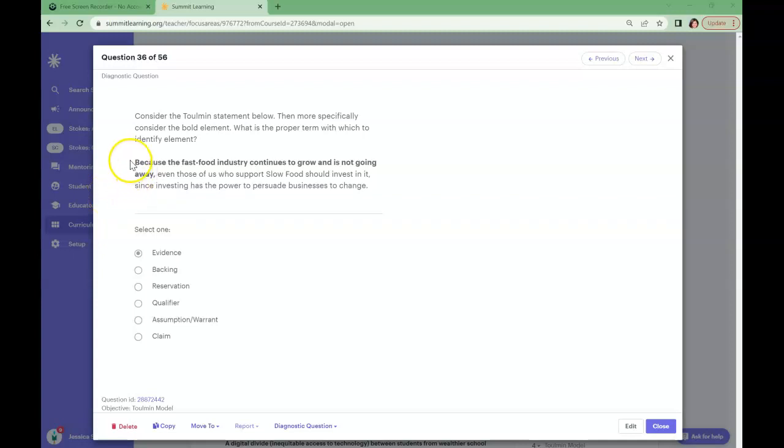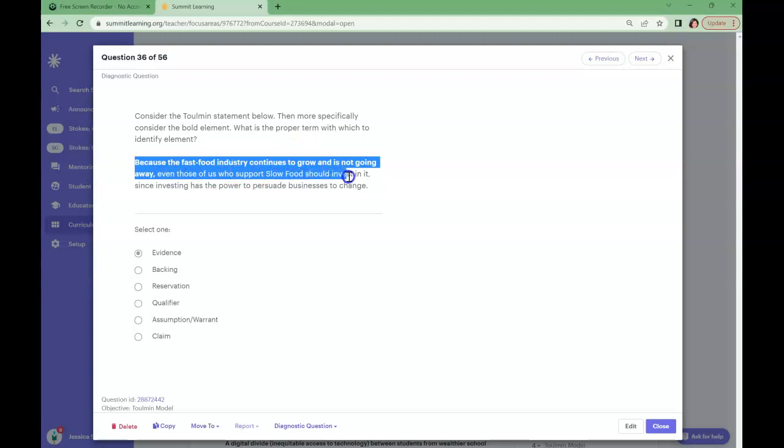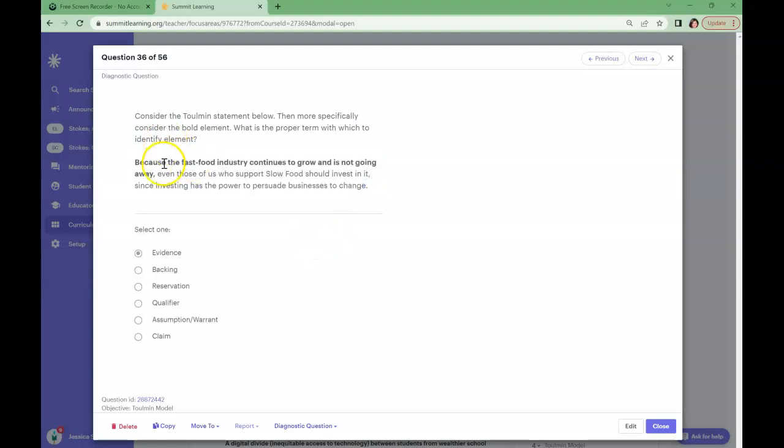And so this example reads, because the fast food industry continues to grow and is not going away, even those of us who support slow food should invest in it, since investing has the power to persuade businesses to change. And so when we look at this statement right here, those of us who support slow foods should invest in it, is the claim. So that's the central argument to this entire statement. This is what the author is trying to prove.